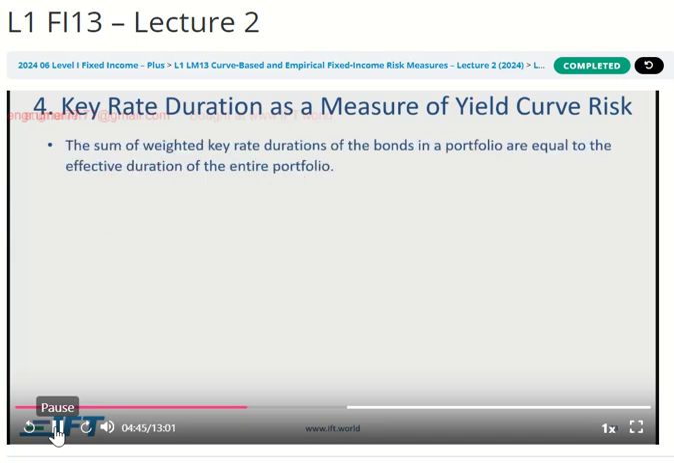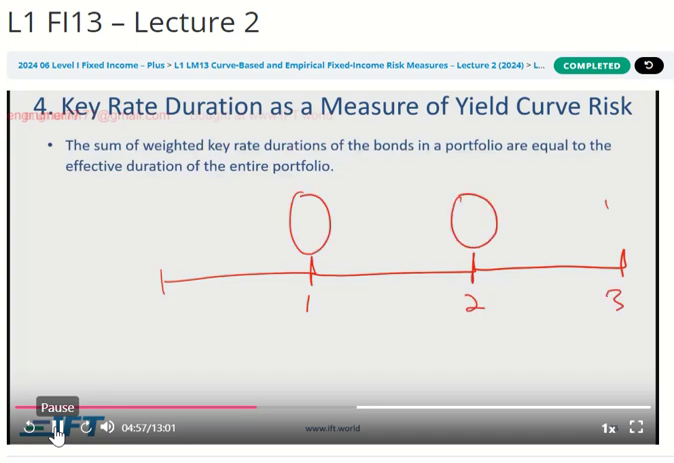So let's say we have a bond, or rather, let's say we have a portfolio, and this is for 1 year, 2 year, 3 year. And for each of these key rates, we'll take a duration, we will separately measure the duration here, duration here, duration here. And then whatever is the amount of cash flows, we will take the weight. And so let's say there's $10 coming here, $10 coming here, and $110 coming here.